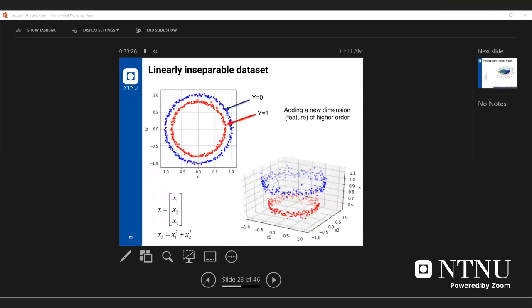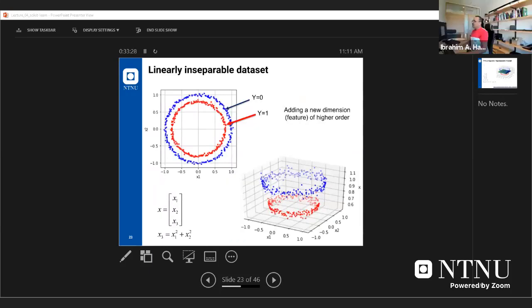All right, now I got it. Thank you. Yes. What about linearly inseparable data sets? We are talking about separable data sets. If you want to use a linear regression model, if you want to use a linear model, the data set should be linearly separable. What if it is inseparable?